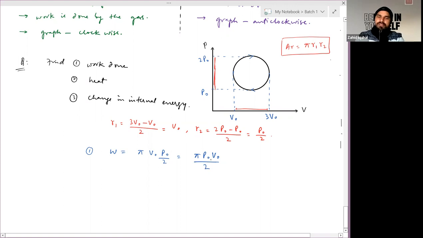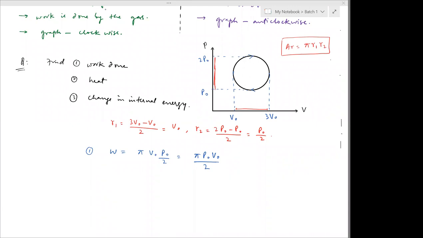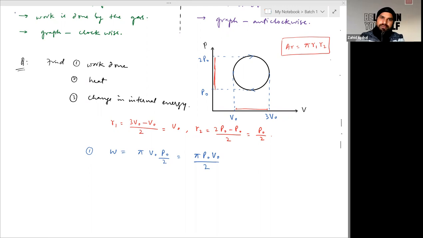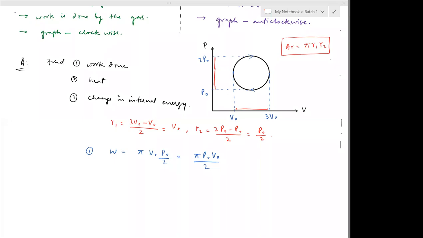What would be the sign of this particular work done? Positive or negative? Hamza? The positive. Why? Just look at direction of rotation or notion of direction of this particular curve. Is it in clockwise or anti-clockwise? The clockwise. Good. That's why work done will be positive.